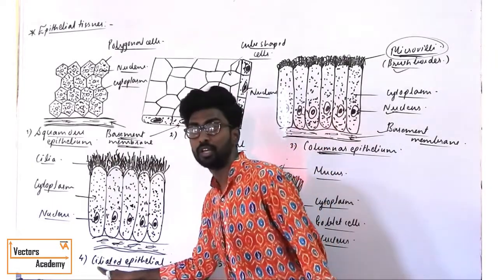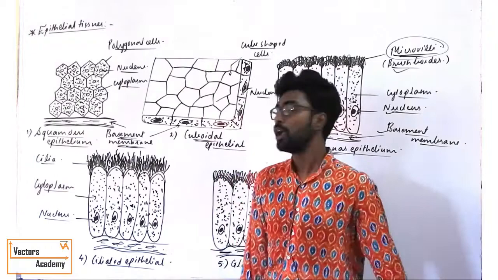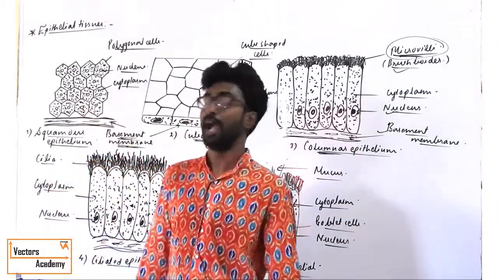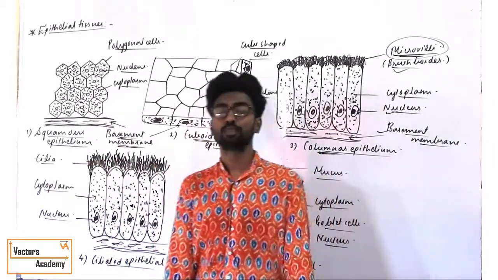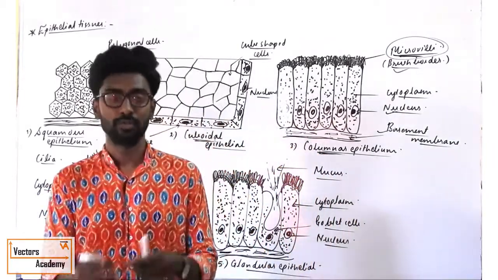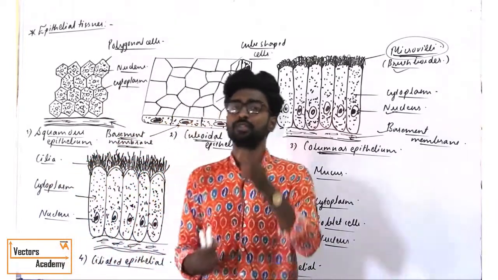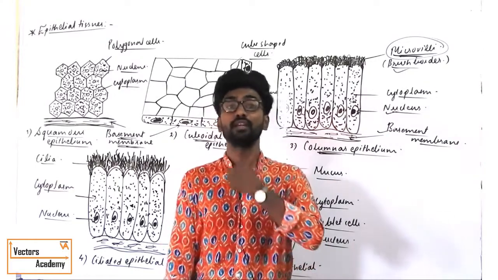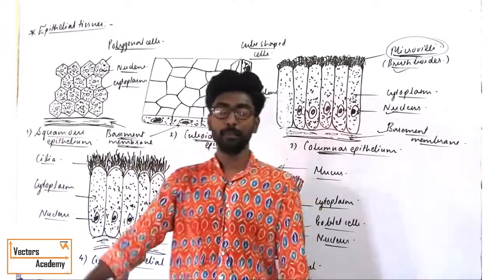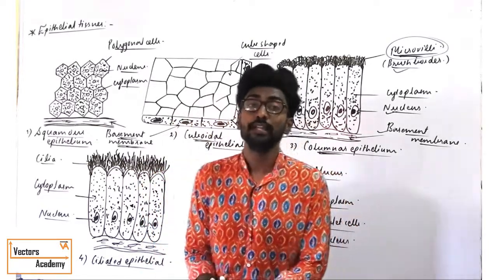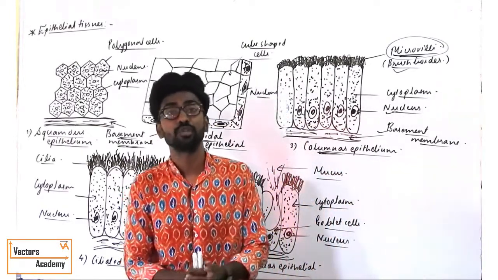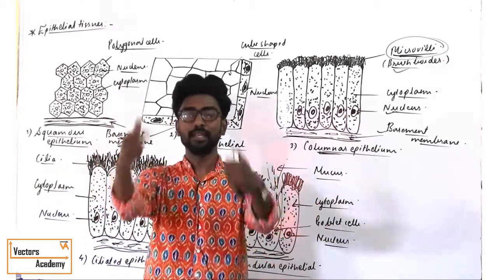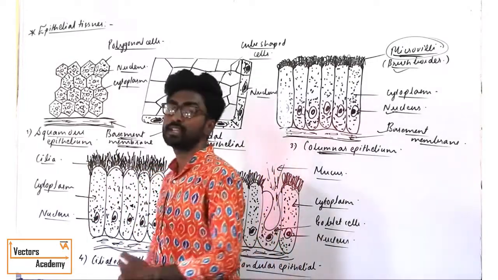Again, the name is ciliated, that is, cilia. Ciliated epithelial tissue is present in the respiratory tract and the fallopian tubes of the female reproductive system. Everyone knows the respiratory tract starts from the nose and extends to the bronchi and the lungs. Here you have the trachea, the windpipe, where ciliated epithelium is present. And in the fallopian tube, when the egg is released, the cilia help trap the egg.